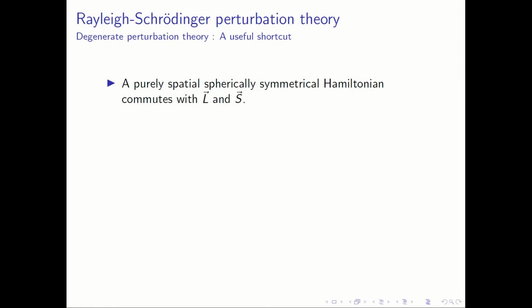Now, for such a spherically symmetrical Hamiltonian, this has to be rotationally invariant, which means the operators which generate spatial rotations, namely L1, L2, L3 or Lx, Ly, Lz, must commute with the Hamiltonian. Of course, this Hamiltonian is purely spatial, so it doesn't have anything to do with spin, so it obviously commutes with spin. These are operators which act on different vector spaces, so they commute trivially.